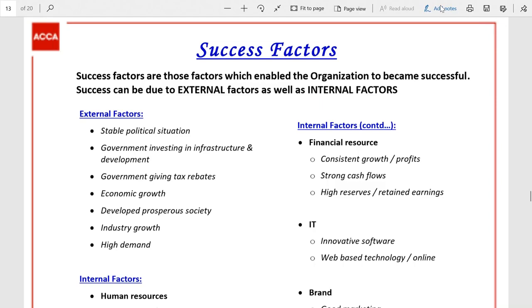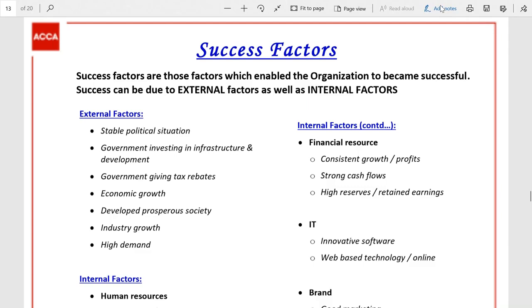Can we read in reverse? Success factors means factors of success. Just develop this habit of guessing. It will help you in the exam. When you come across a difficult terminology, your skill to guess will really help you. So success factors actually means all those factors which enable the organization to become successful. As simple as that.